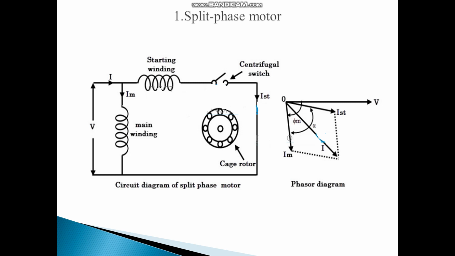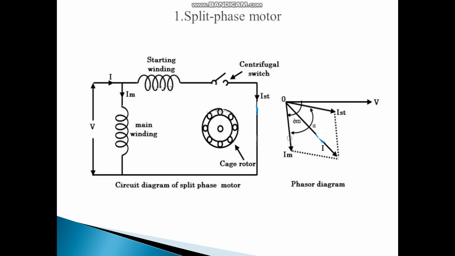In the split phase induction motor, the stator winding is split into two parts, that is the starting winding and the main winding. The starting winding is connected to the centrifugal switch, and the starting winding is resistive in nature, and the main winding is inductive in nature. These natures are very important whenever we have to design the starting winding and main winding.